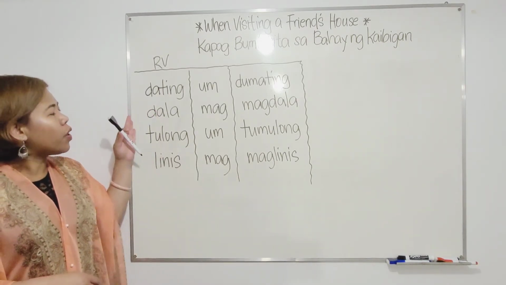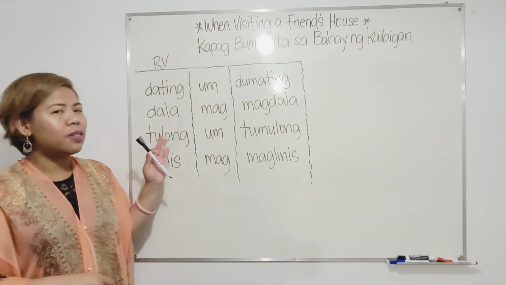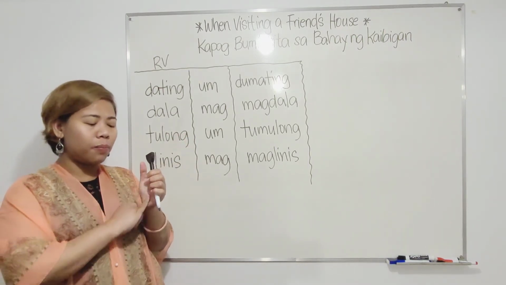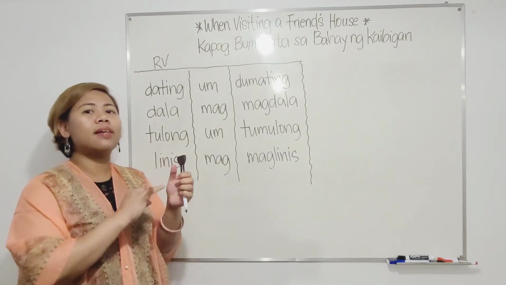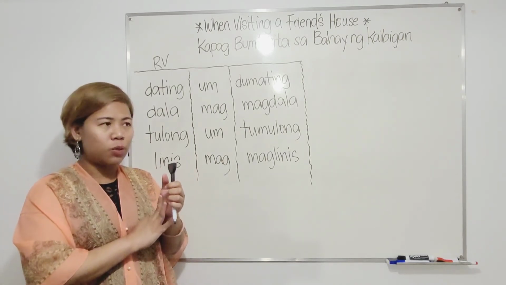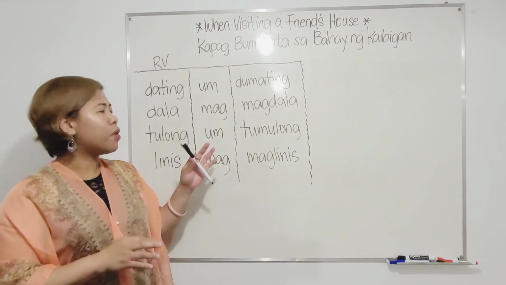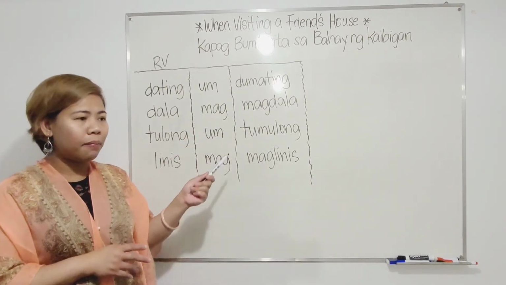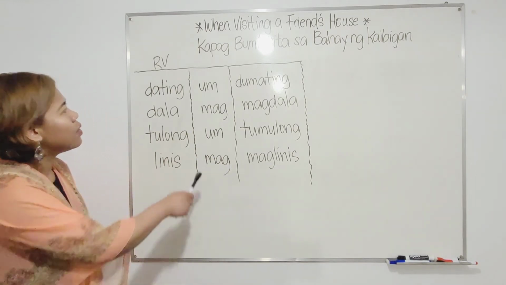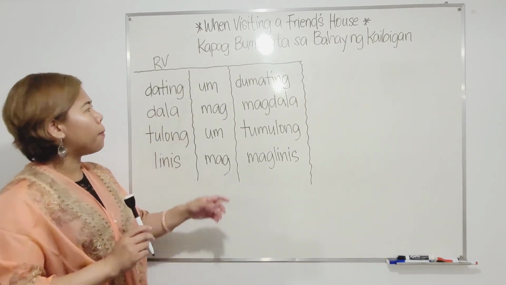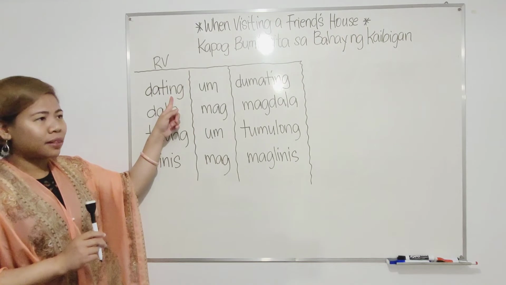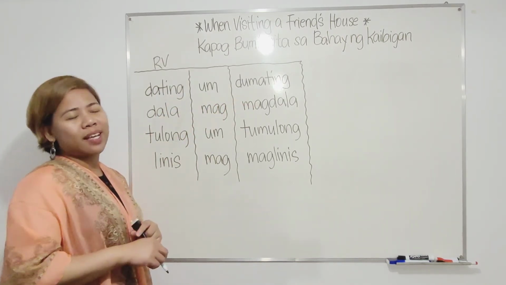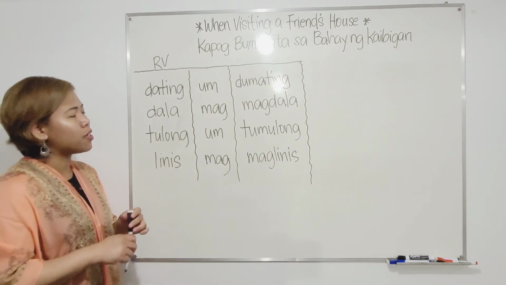So we are going to conjugate them into their three simple tenses: present, past, and then the future. Don't worry, I'm going to give you a little bit of a review on how to conjugate them, like the patterns that we need. So for example, for the verb dating, imperative, dumating. How about the future tense first? Let's go with the future tense first.